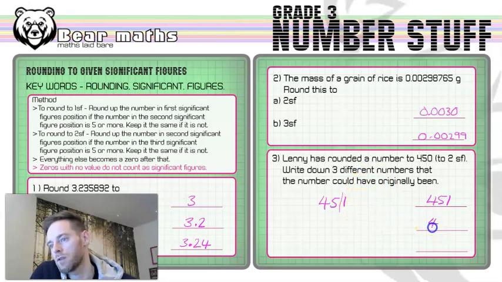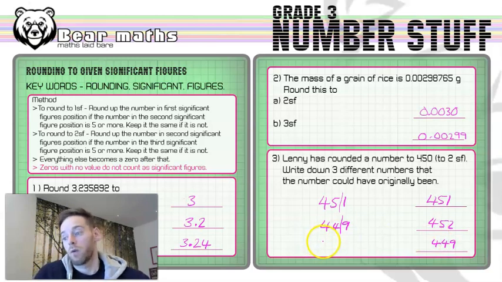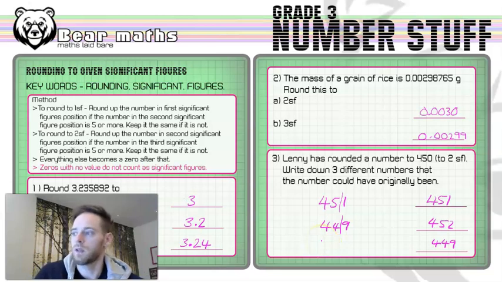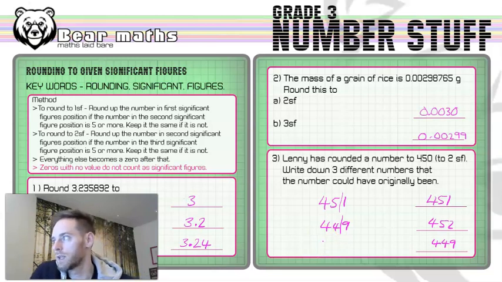So I'm going to write down 452, but I'm also going to show you that 449 would work, because you could chop it off there, and 9 rounds that up to a 5. That would become 450. So we'll choose 449 as well, just to be awkward. You could have 448, 47, 46, and 45. All right. There you go. There's how you do rounding to given significant figures.